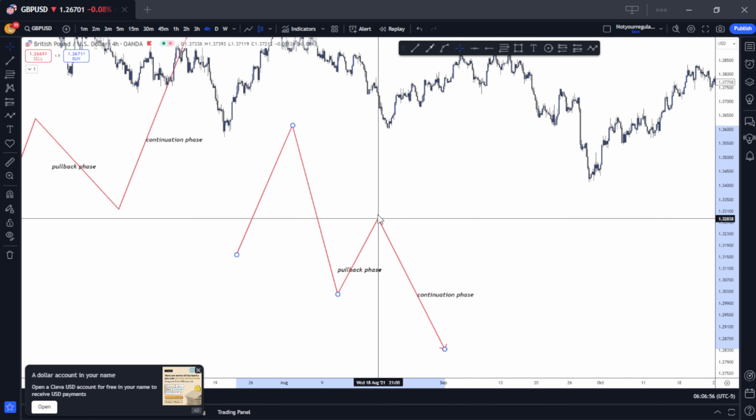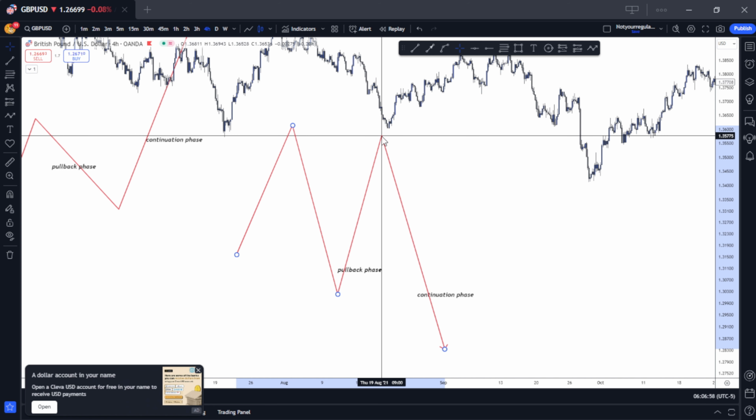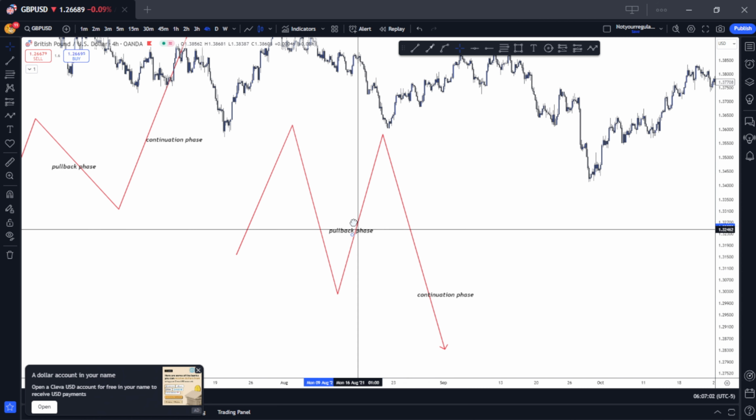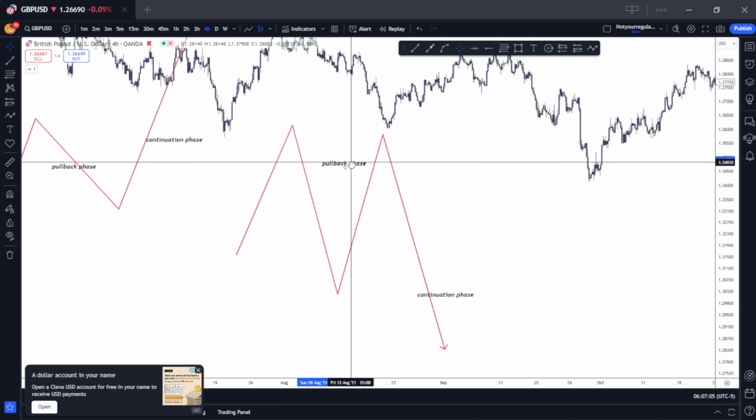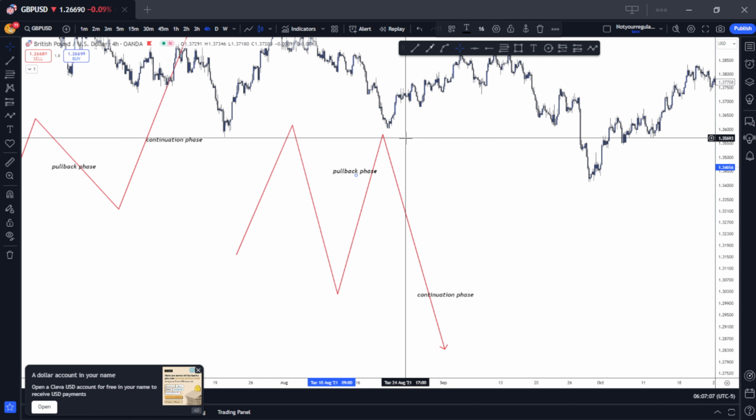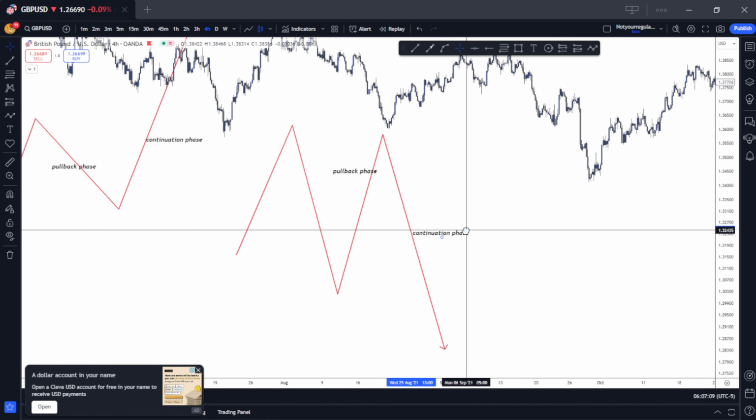Sometimes the pullback might be deeper, it might come all the way back here, back to the top, after taking out liquidity from this side. It might come all the way back to the top here before resuming the continuation phase.